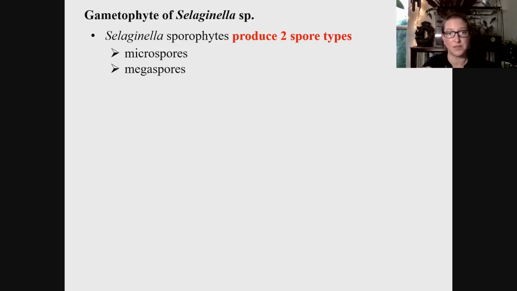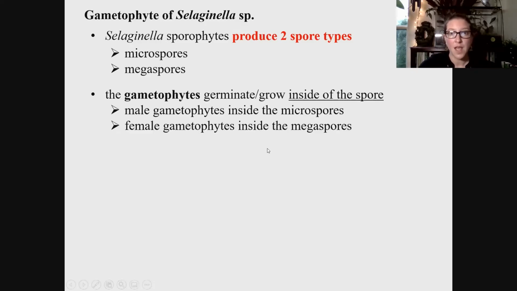And the reason for that is because in plants, the female structures tend to be much larger than the male structures, hence the mega versus micro. So now, though, another difference is we have two types of spores. We have spores that are going to make male gametophyte plants and spores that are going to make female gametophyte plants. But in addition, another difference is that now the gametophytes are going to stay inside the spore.